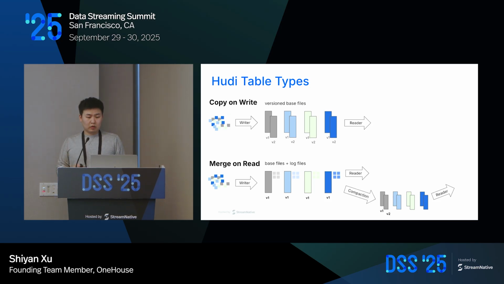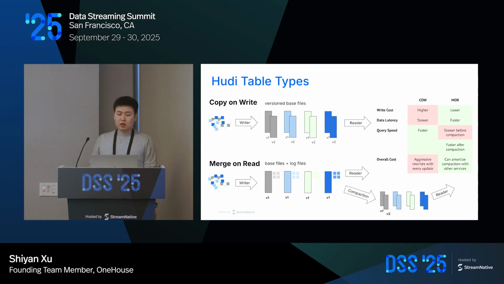But in MOR, the changes of the records are buffered in a log file, which is being appended on the storage. So MOR can absorb large volumes of updates and deletes with minimum write amplification. This is why MOR table is very suitable for streaming write scenarios.